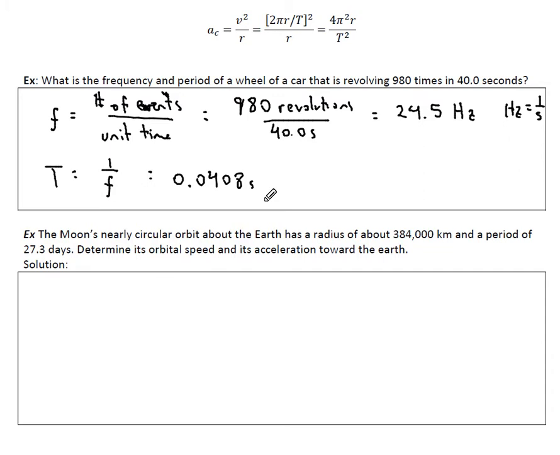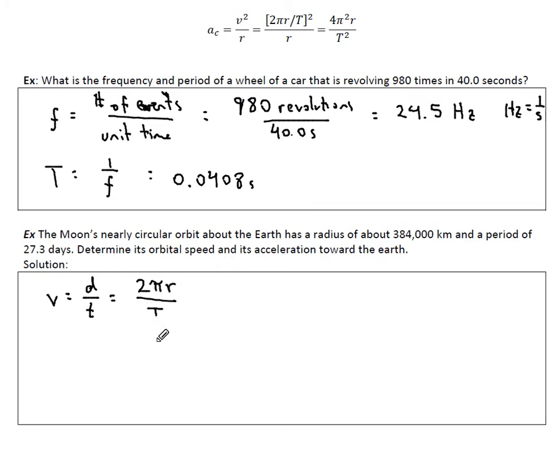And this next question says, the moon's nearly circular orbit about the Earth has a radius of about 384,000 kilometers in a period of 27.3 days. Determine its orbital speed and its acceleration toward the Earth. For this one, we're going to write down v is equal to distance over time, but the distance in a circular path is the circumference, so 2 pi r over t.